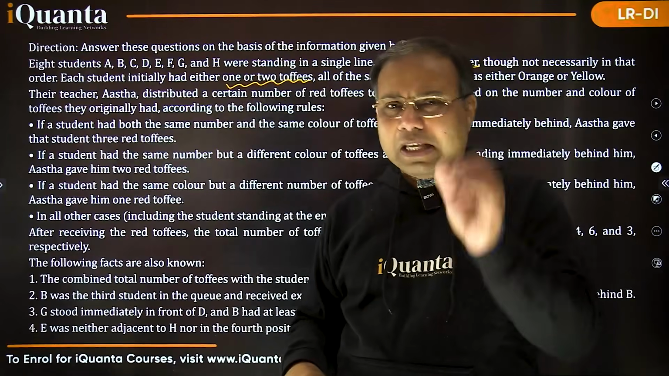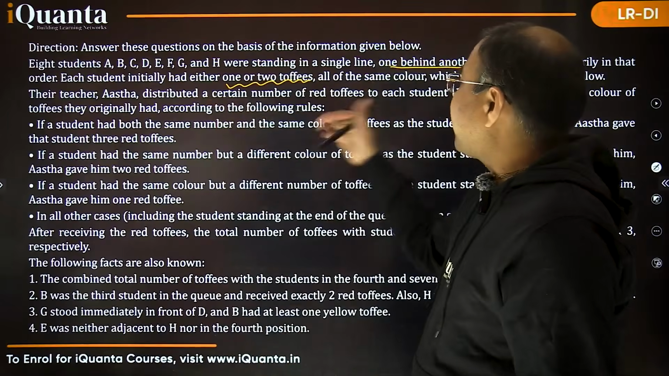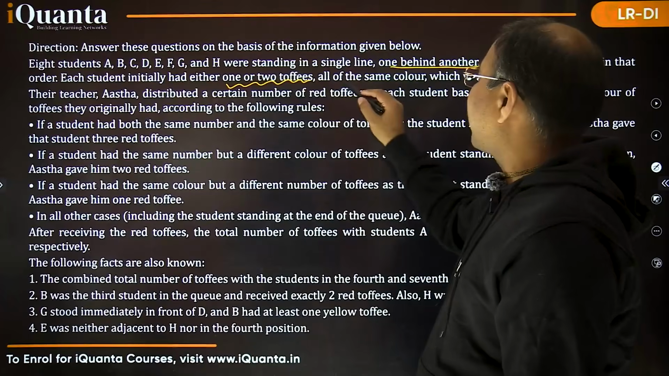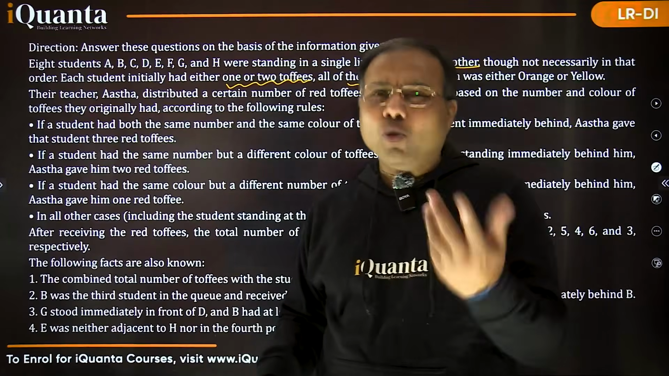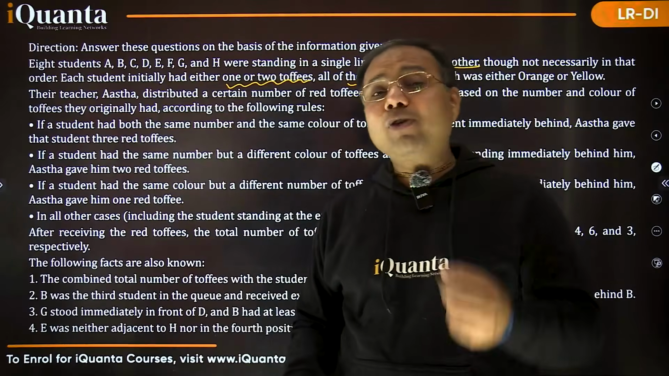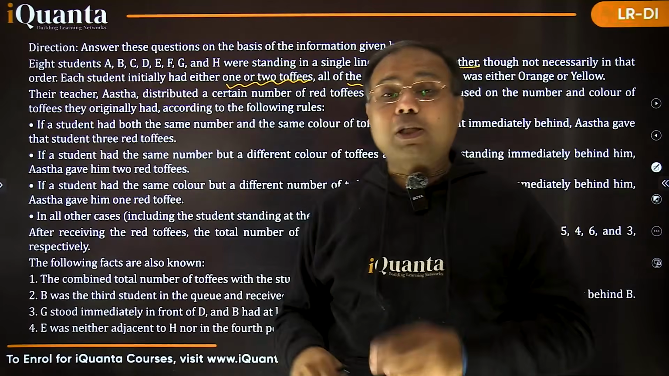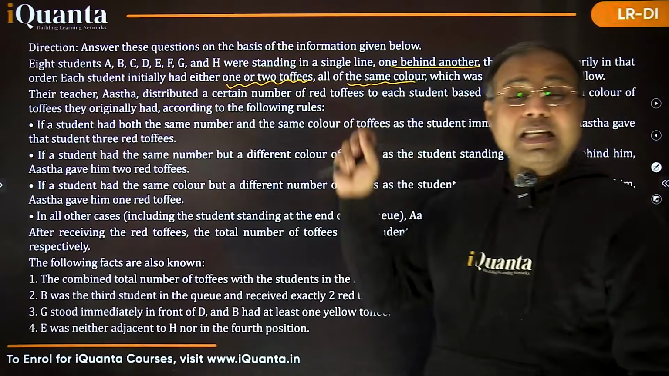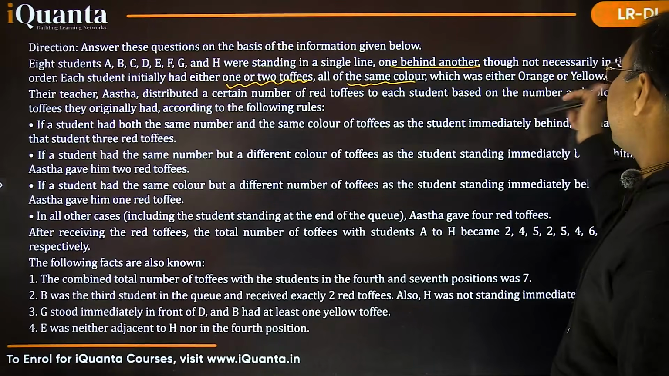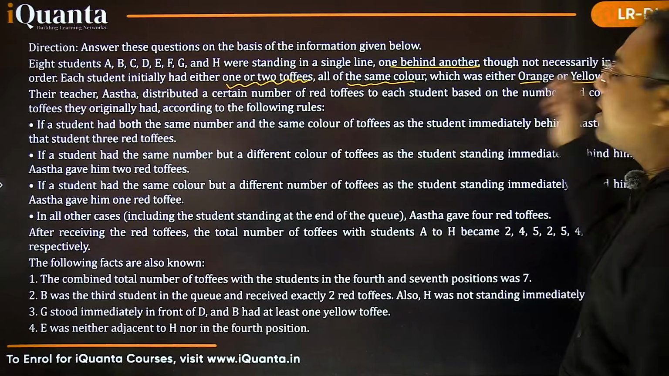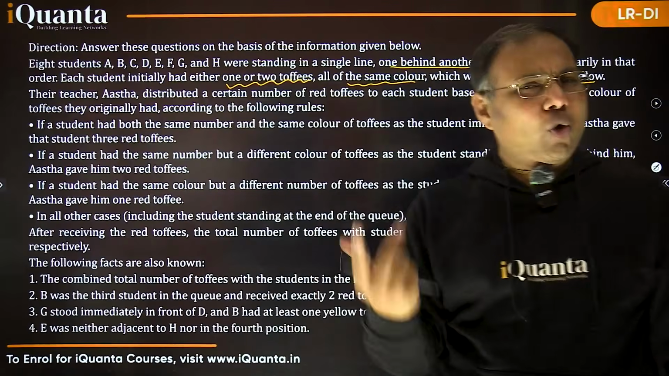So 1 or 2 trophies is what everyone has initially, and all of the same color. Okay, all are of the same color. If it is one trophy only, then whichever color it is, that is the color. If they are having 2 trophies, in that case both trophies must be of the same color. Don't miss this basic information, right? Okay, now which was either orange or yellow. Okay, color has also been mentioned, that is orange or yellow. So we can write in short O and Y only.